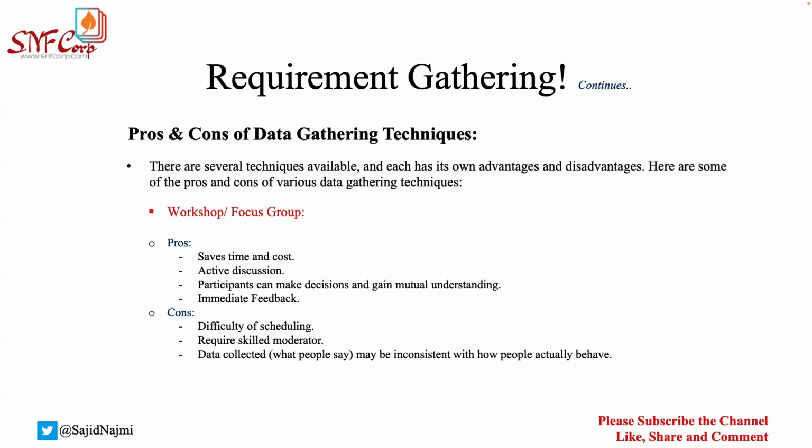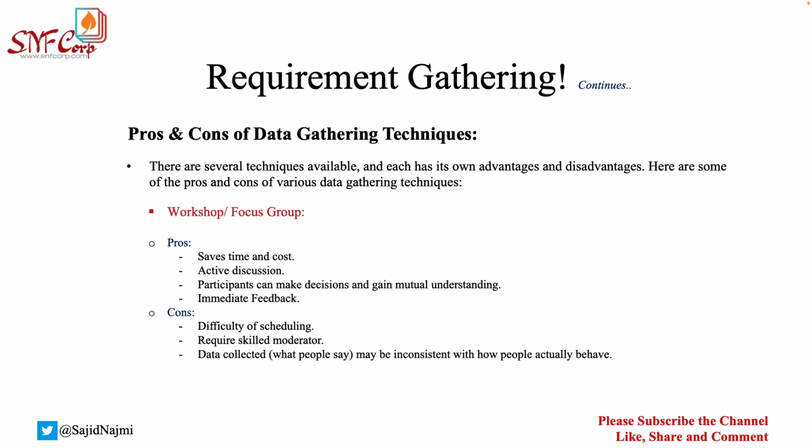Workshops and focus groups also have some advantages and some disadvantages. Let us review the advantages first. It saves time and cost. Why is it saving time and cost? Because we are calling all those folks to one common location, in one room that we call a war room. Everybody is sitting together and we can discuss a lot of things at the same time. So this is going to save you a lot of cost and time.